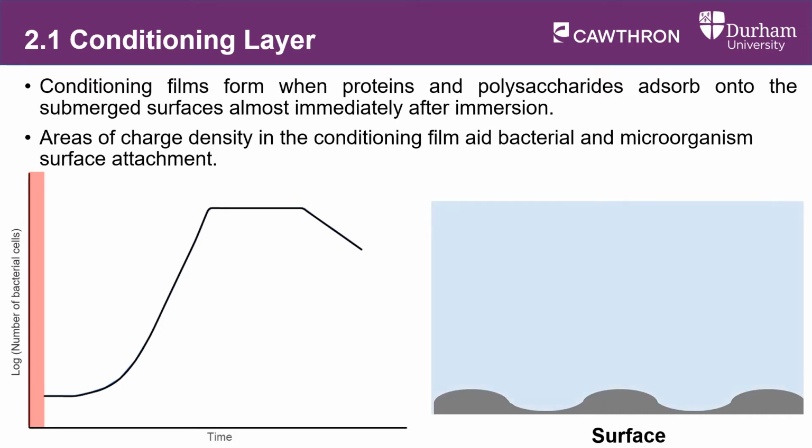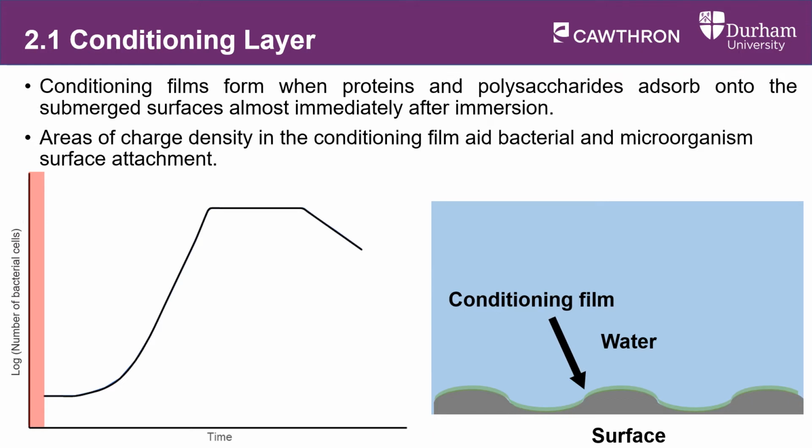The first stage of biofilm formation is the establishment of a thin conditioning film. These films consist of sticky organic material such as proteins and polysaccharides that are present in natural water. These large organic molecules adsorb onto a surface almost immediately after immersion into the water. Areas of charge density caused by differing concentrations of charged amino acid groups help microorganisms reach and attach to the surface.